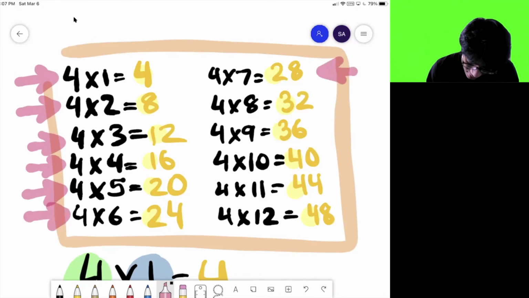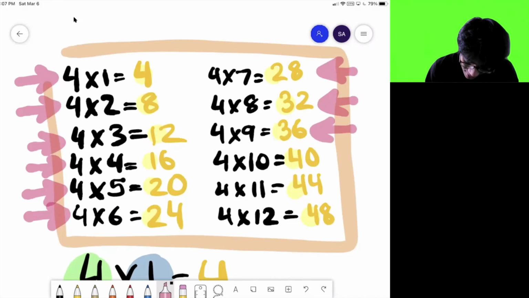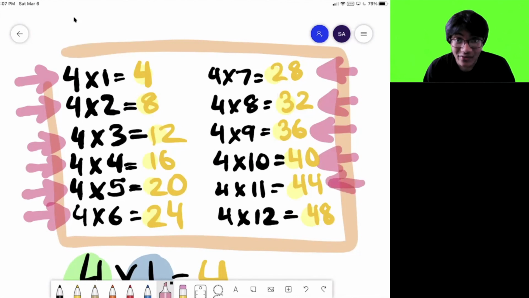4 times 7, that's 28. 4 times 8, that's 32. 4 times 9, that's 36. 4 times 10, that's 40. 4 times 11, that's 44. And 4 times 12, that's 48. And so now we have our whole 4 times table.